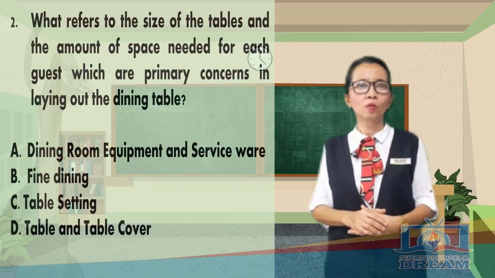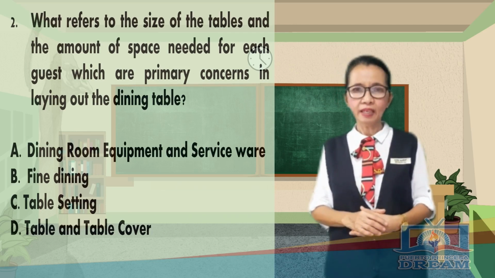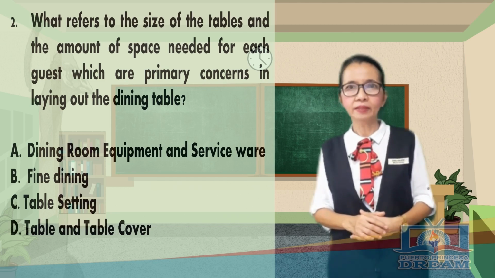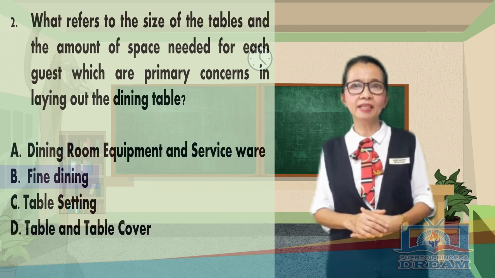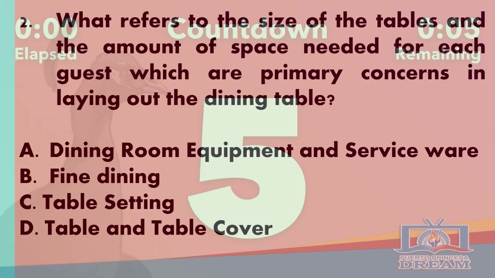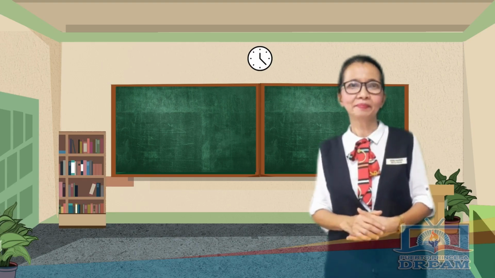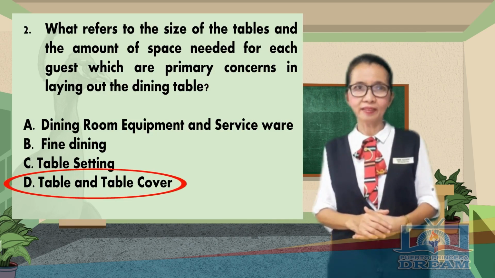Number 2. What refers to the size of the tables and the amount of space needed for each guest, which are primary concerns in laying out the dining table? A. Dining room equipment and serviceware. B. Fine dining. C. Table setting. D. Table and table cover. 5, 4, 3, 2, 1, 0. Time is up! If your answer is letter D, you are correct.